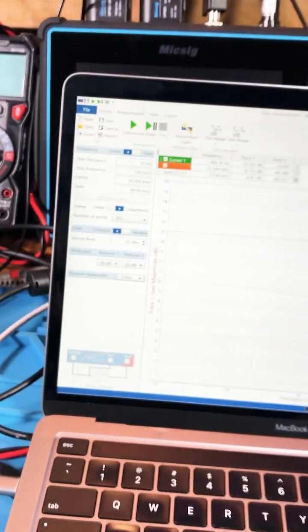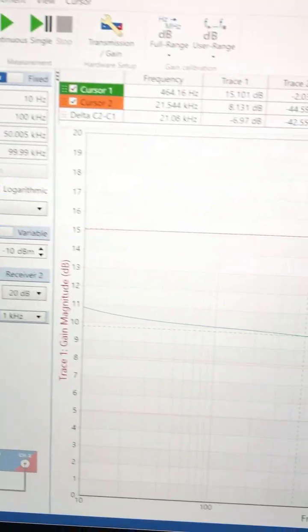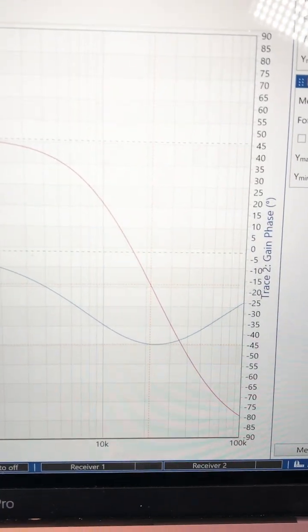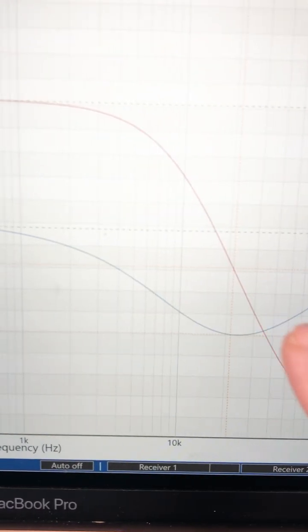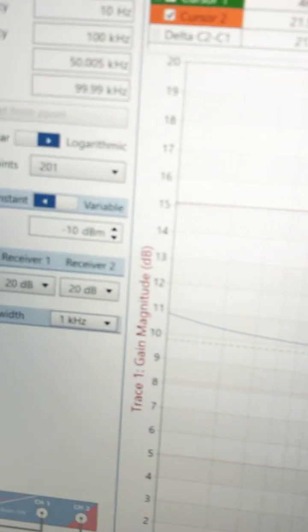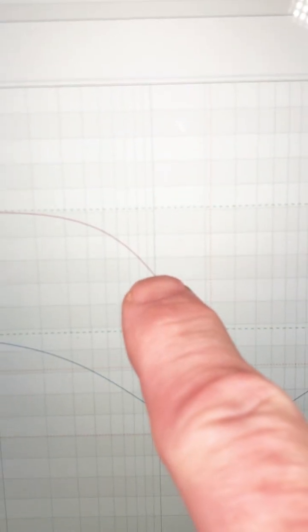And then over here, we have the updated Omicron software. So I'm just running a Bode plot right there, and we can see it. So it looks like it's about, that's 10 kilohertz. So it's starting to drop at 10 kilohertz. And there's our dBs. So 3 dBs down, we're 12. So right about here, we're 10K.